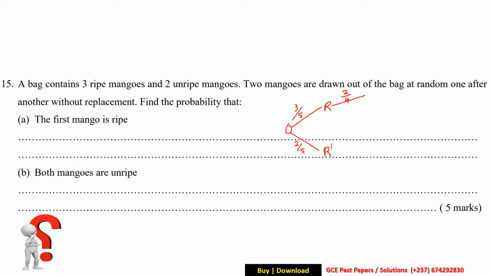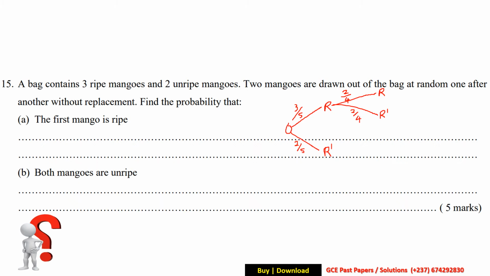So the first mango is ripe, that is it. For another ripe mango. Now for the second row, if the first mango is ripe, the number of ripe mangoes that are left is 2, but you have not touched any unripe mangoes, so you still have 2 unripe mangoes. So an unripe mango is still 2, so you still have 2 over 4. Now the sum of any of these dichotomies here must always be equal to 1. So 3 on 5 plus 2 on 5 is 1. Here 2 on 4 plus 2 on 4 is 1.